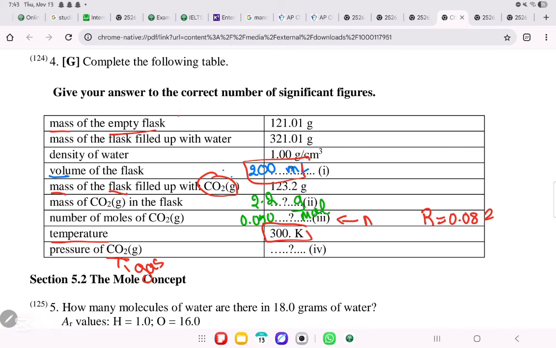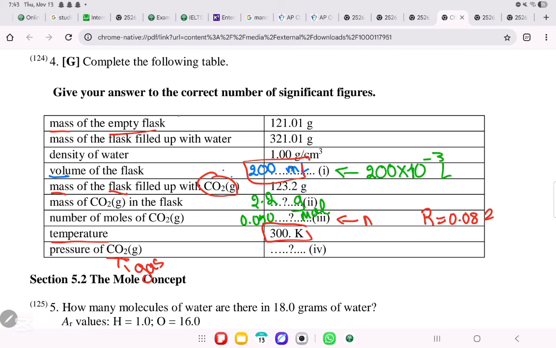Now you need to change everything into their SI unit. Everything is already in its SI unit except the volume. So you need to change it from milliliters into, no, not meter cubed, into liters. How do you change that? You change that by multiplying by 10 to the power of minus 3.